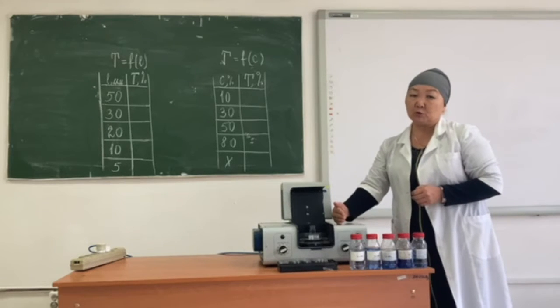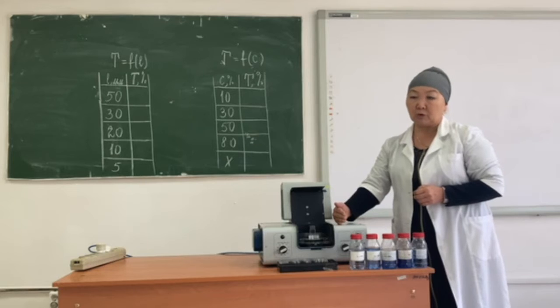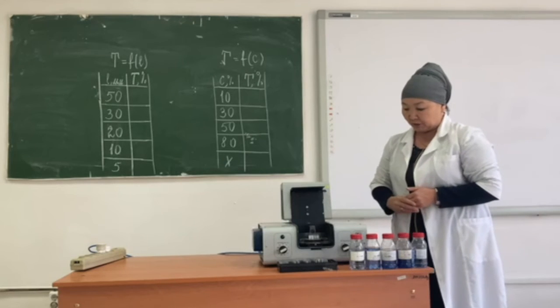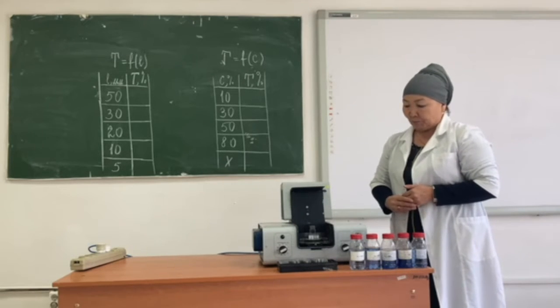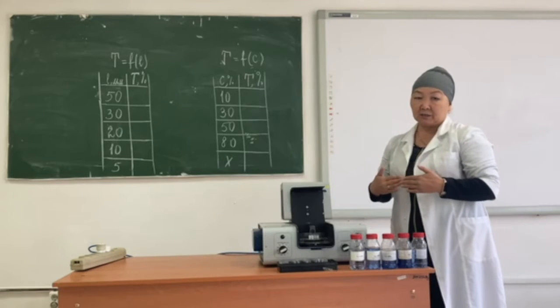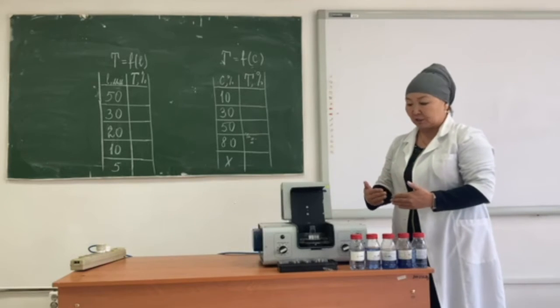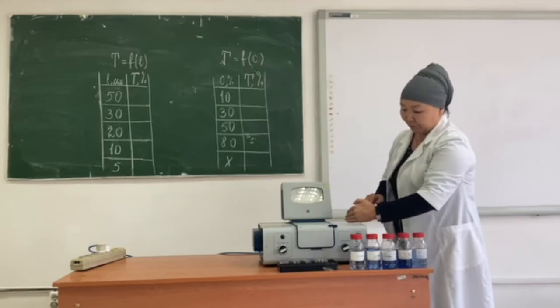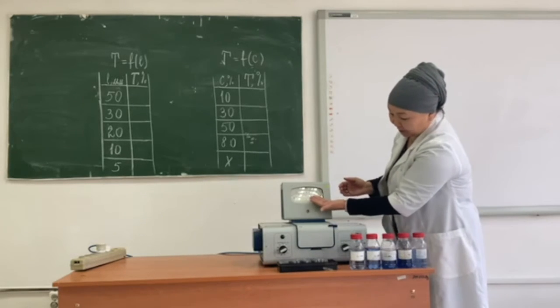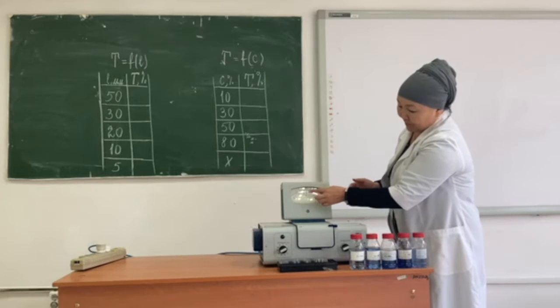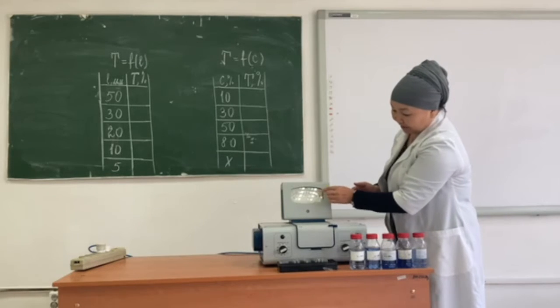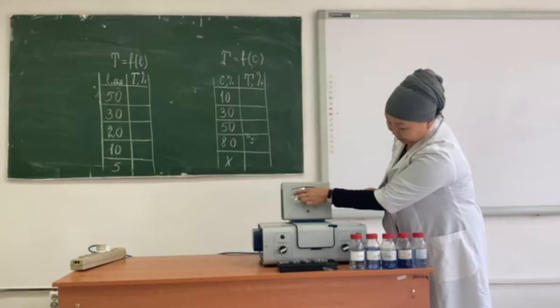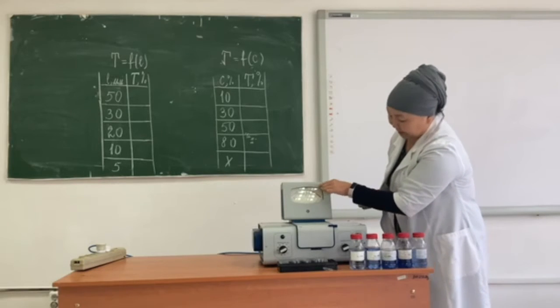A photocell is a device which operates on the phenomenon of an external photoelectric effect. The function of a photocell is that this device converts the energy of light that falls on its surface into electrical energy. Here we have got a scale. On the lower scale we can determine the optical density of liquids, and on the upper scale we can determine the transmittance.